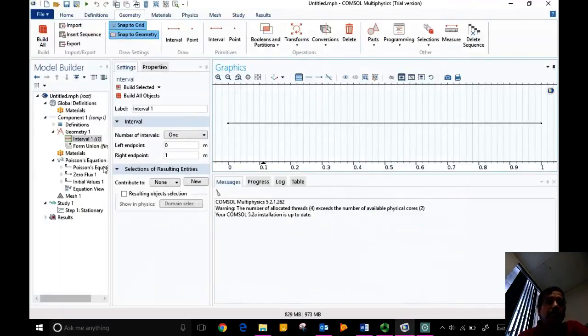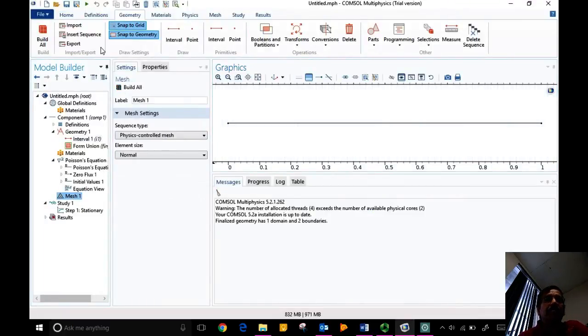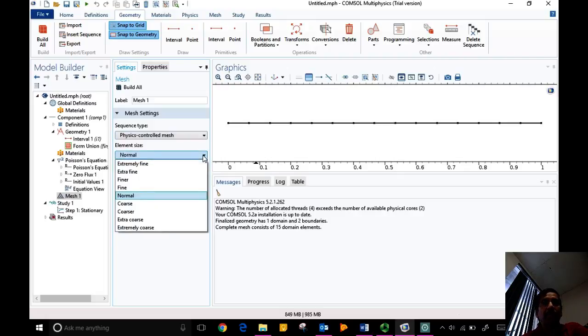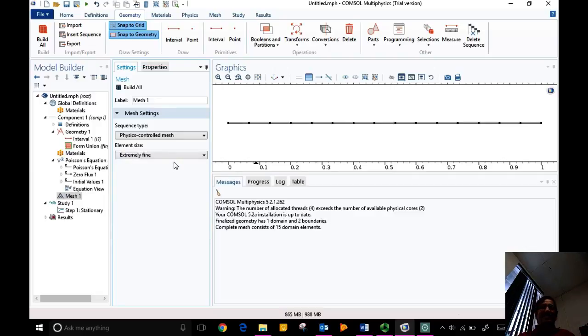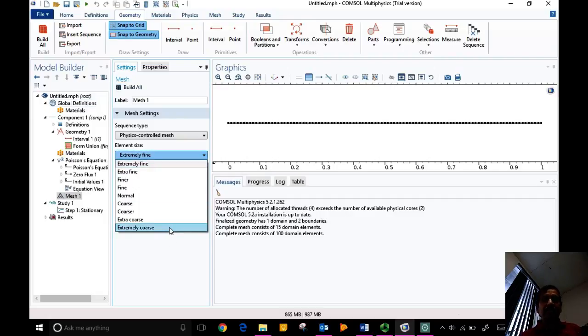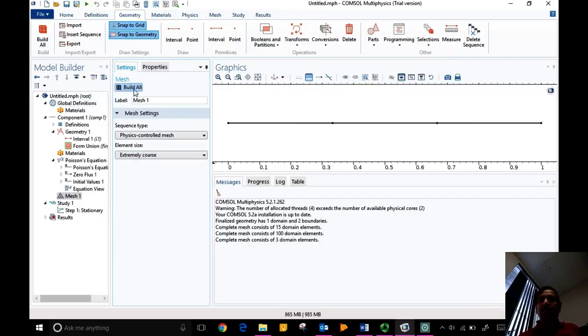Okay? So here is the mesh, and let's say build the mesh. By default, just like in MATLAB, it puts 10 grid points. But it also gives you some control: physics-controlled mesh, and element size is normal. You can make it finer, or extremely fine, which uses fuzzy terminology here, right? So you now have 100 nodal points over that domain. Okay, that's extremely fine. We can make it extremely coarse and build, and it has 3 grid points.